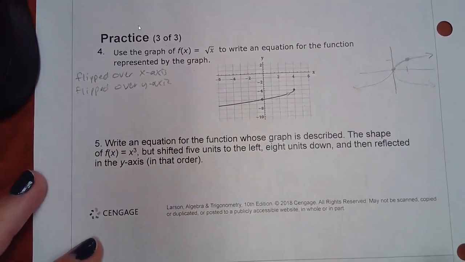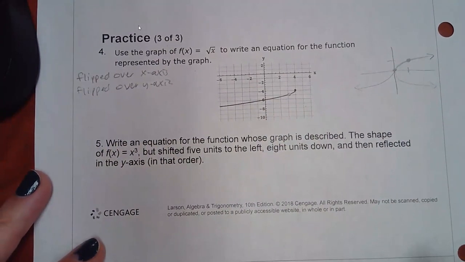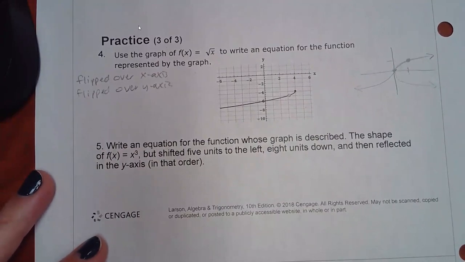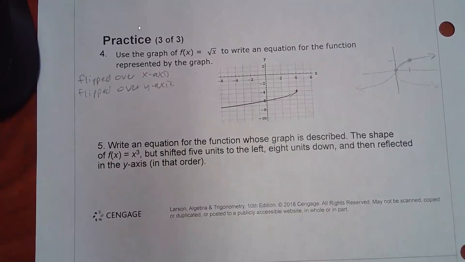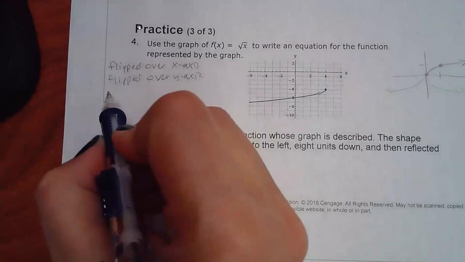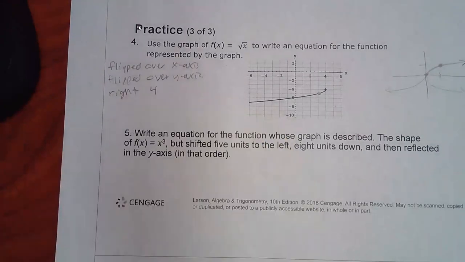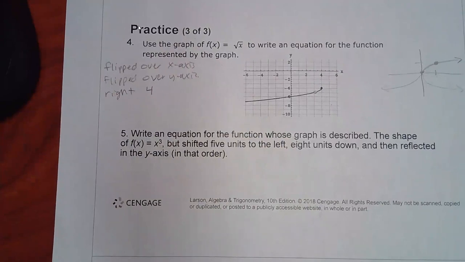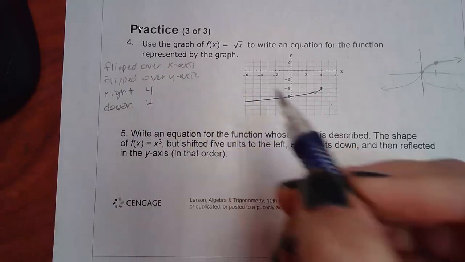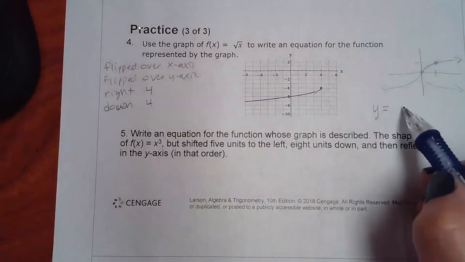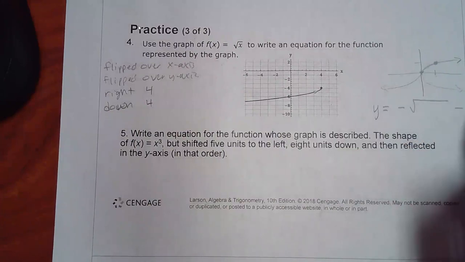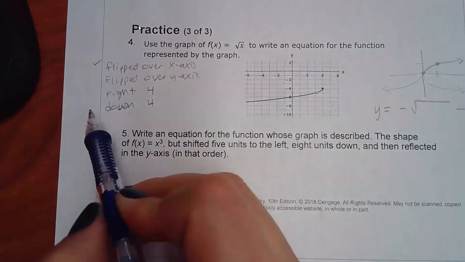Now this one's gonna be super tricky. Didn't mention it, but let's just see. What else did it do? It did go to the right four. And anything else? It also went down four. Okay, the stuff on the outside is not the problem. I can do minus on the outside, and I can do the minus four for the down. So this one and this one are taken care of.